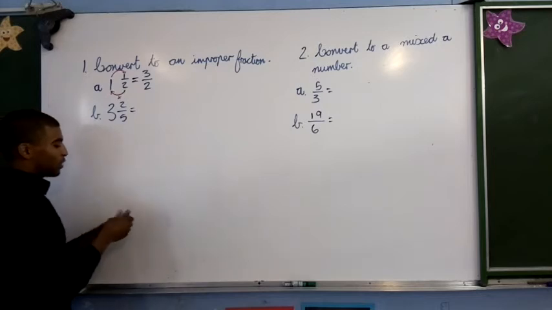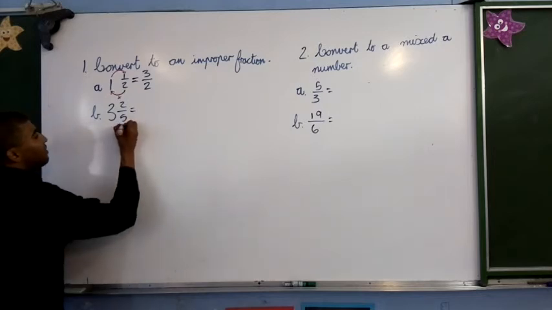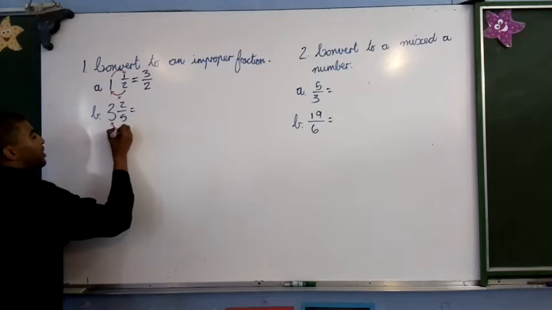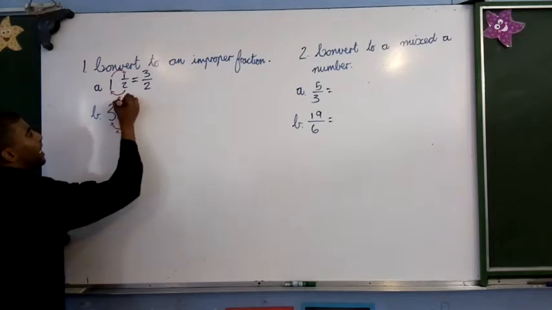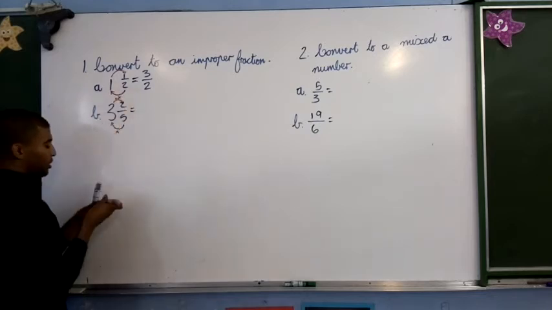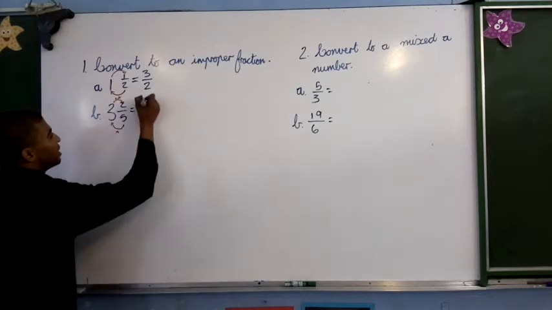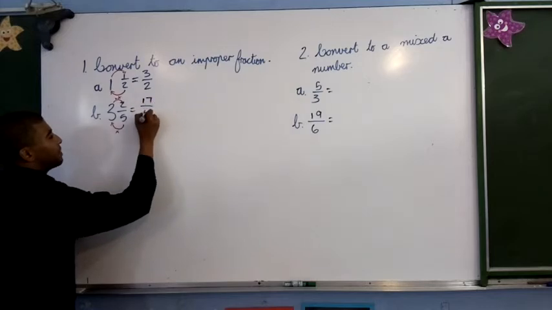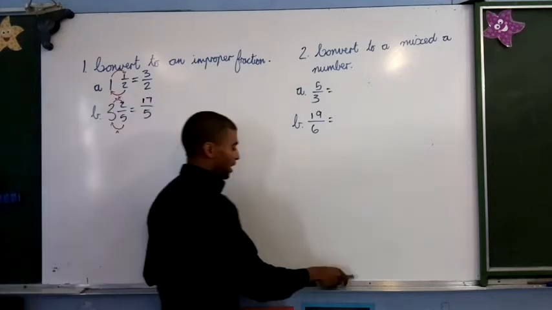If we do the same with this one, we take 5 and we multiply it by 3, and this time we add the 2. So 5 times 3 is equal to 15, plus the 2 is equal to 17. The denominator stays the same, and that is equal to 17 over 5.